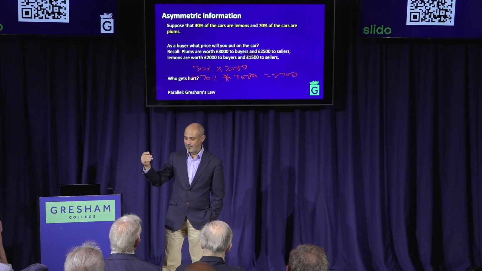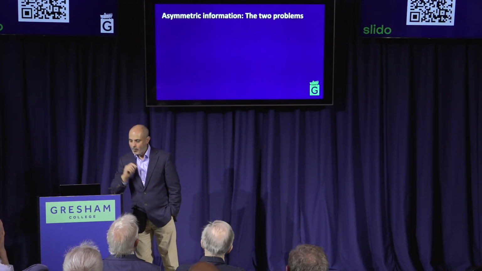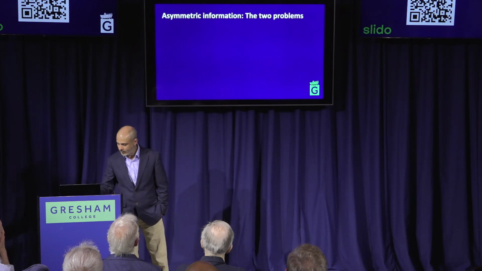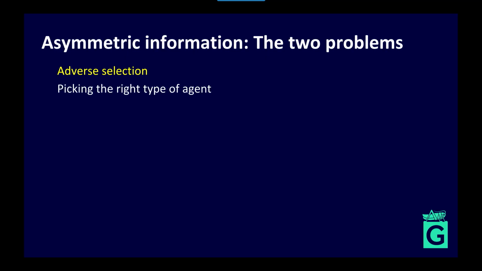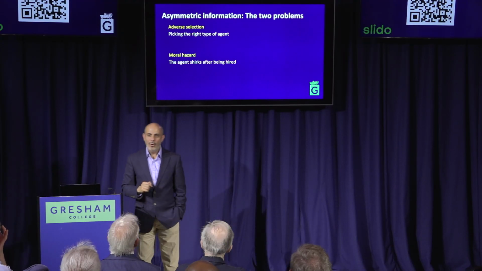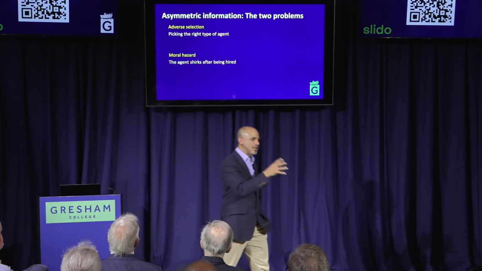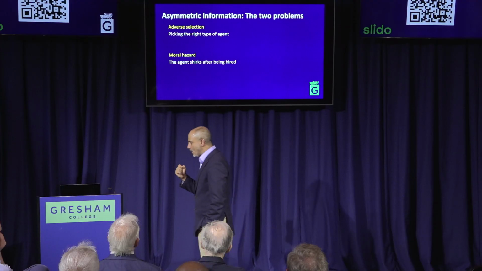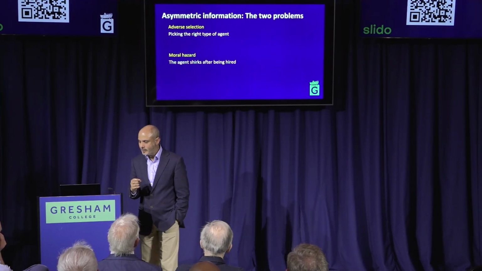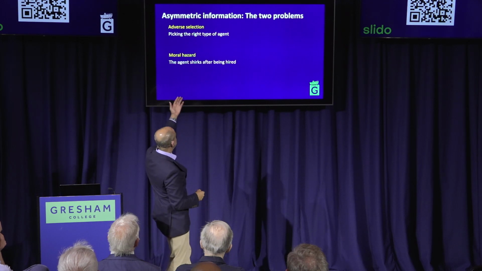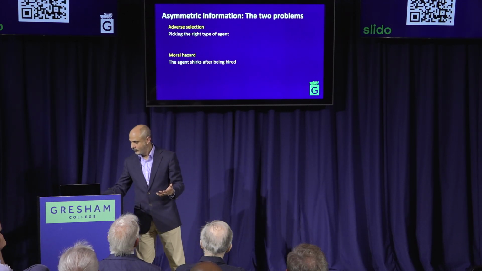It's the same idea. Okay, so what are the two problems of information asymmetry? The first problem is called adverse selection, which means I'm a principal trying to find an agent. How do I get the right type of agent? The second one is called moral hazard, where the agent shirks after being hired. So one is before you write the contract, the other is after you write the contract. Okay? So what's the easiest way to illustrate this? Well, one easy way is when you think of the word agent, who do you think of?